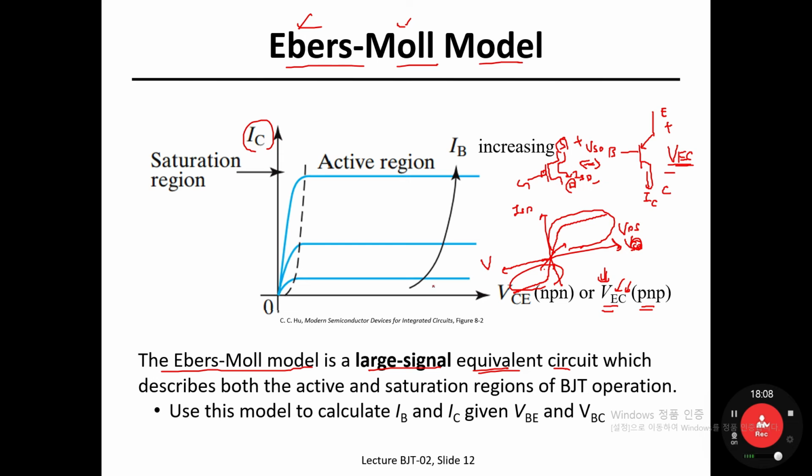Okay, so this Ebers-Moll model has been used to describe both the active region and the saturation region of BJT operation at a time. Again, at a time we can develop a certain kind of equivalent circuit to explain how the current is flowing when the BJT is under active mode and under saturation mode together. So a single equivalent circuit can be used for two different operation modes, active and saturation mode of the BJT. Okay, so this model is going to be used to estimate base current I sub B and collector current I sub C for a given base emitter voltage and base collector voltage as described here. So actually the current versus voltage characteristic can be well described with this Ebers-Moll equivalent circuit.